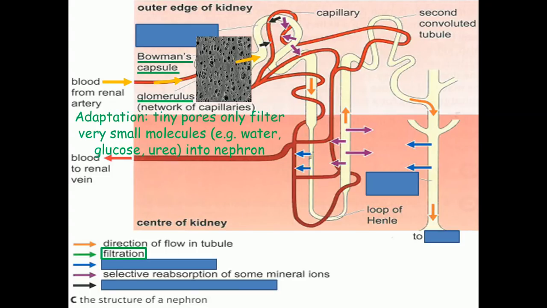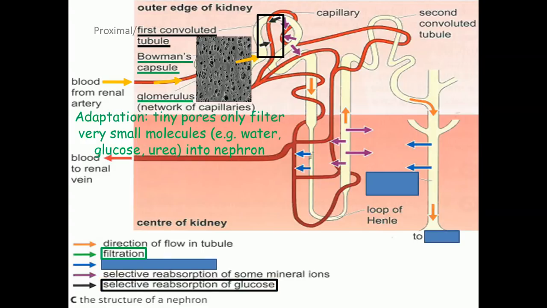And then that filtrate, which contains water, glucose and urea, keeps moving on until it reaches the first convoluted tubule. And notice that it's got water and glucose, which are useful substances, so we want to selectively reabsorb that back into the body. We want the water and glucose to be in the body and not in the urine. So in the first convoluted tubule, which is also known as proximal convoluted tubule in some books, there is selective reabsorption of glucose.